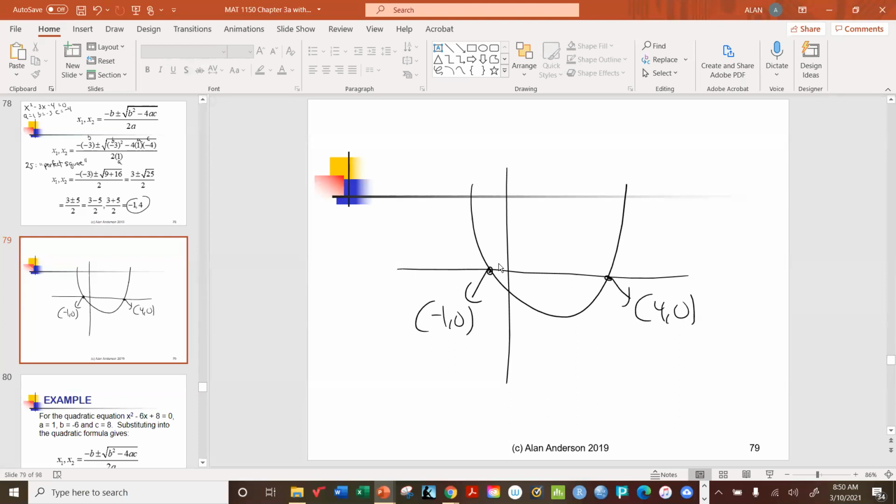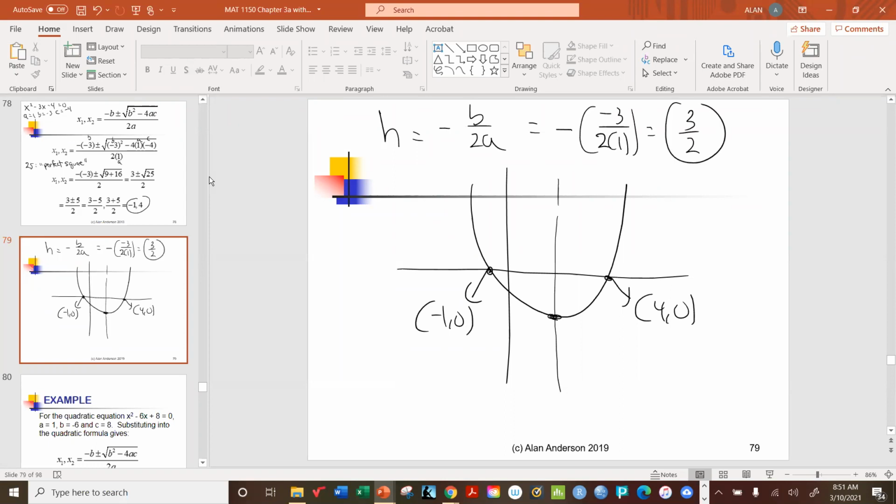Now, here's the thing that we're looking for if we're looking for the vertex and the axis of symmetry, the formula for H, remember, was minus B over 2A. And in this case, B was -3 and A was 1. Okay, so that means this is 3/2.